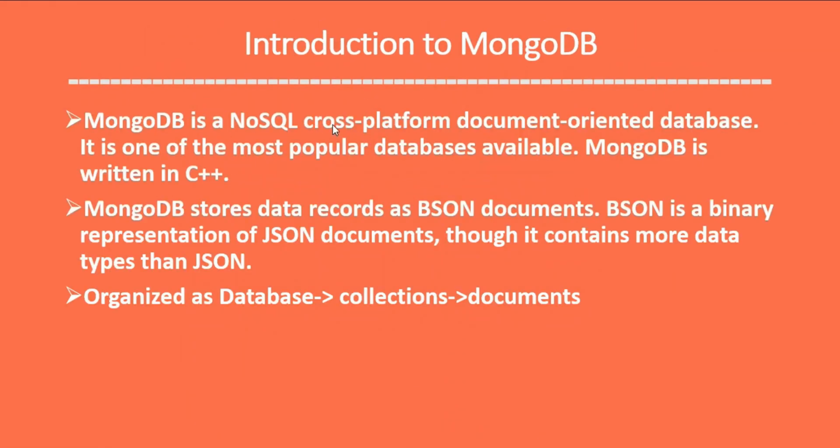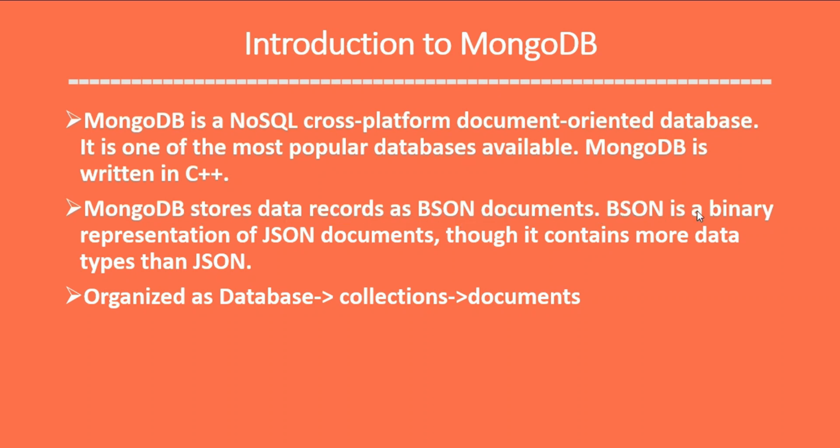So MongoDB is a NoSQL cross-platform document-oriented database, and it is one of the most popular databases available, and MongoDB is written in C++. Alright, so MongoDB is one of the leading NoSQL databases right now, and we use MongoDB to store high volume data. Alright, and MongoDB uses indexes, so querying MongoDB documents is quite efficient and fast. Alright, so MongoDB stores data records in BSON format.